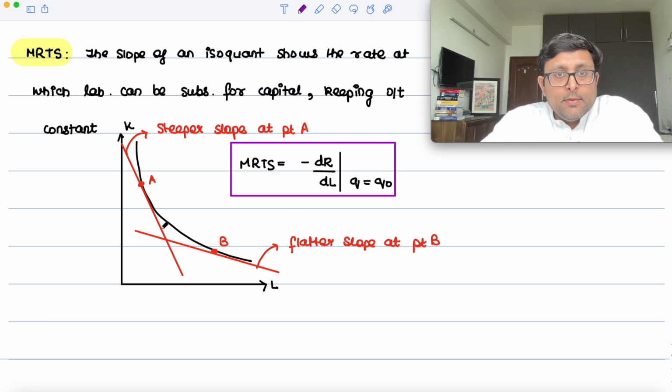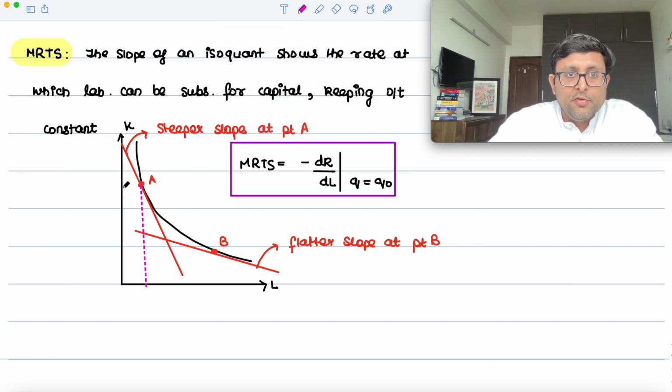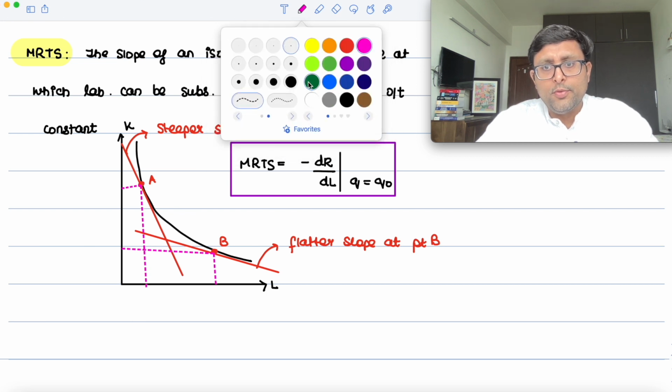One thing is that the value of the MRTS, of course, not only depends upon the level of the output which you're going to produce, but it also depends upon the amount of labor input and the capital input which you are using. And its value depends upon the point at which you are going to measure. So its value is going to differ at different points along an isoquant. It is higher at point A and it is lower at point B as the slope of an isoquant is declining, right?